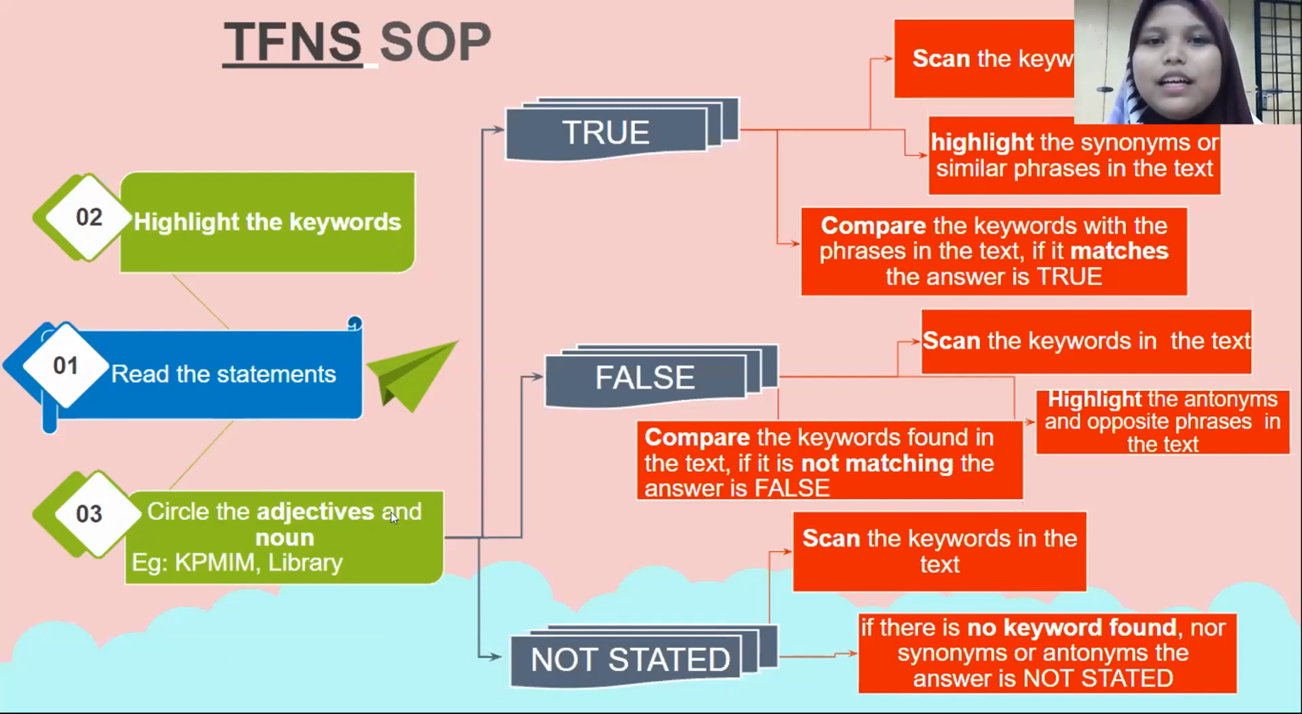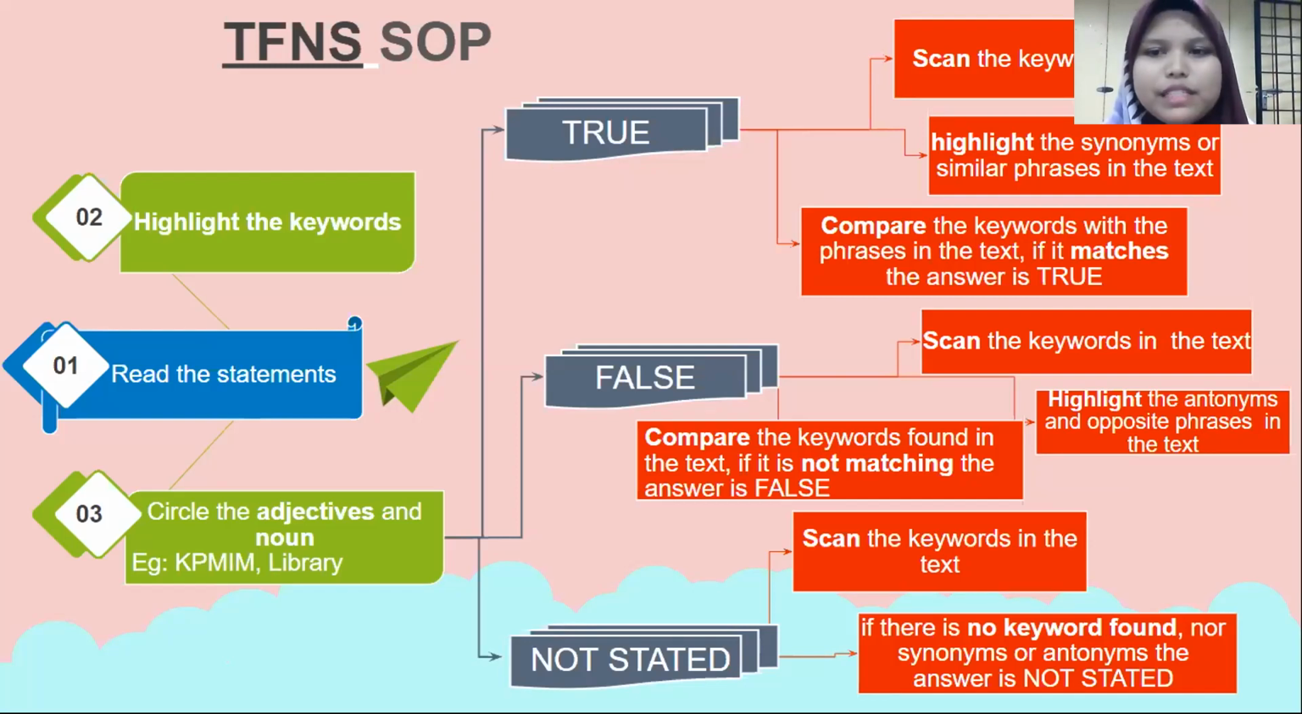For true answers, first of all, you have to scan the keywords in the text. It is really important to know that the method of answering the TFNS question is scanning the text. You have to scan the keywords in the text carefully and highlight the synonyms or similar phrases in the text. I repeat, synonyms and similar phrases, because it is a true answer. Compare the keywords with the phrases in the text, and if it matches, the answer is true.